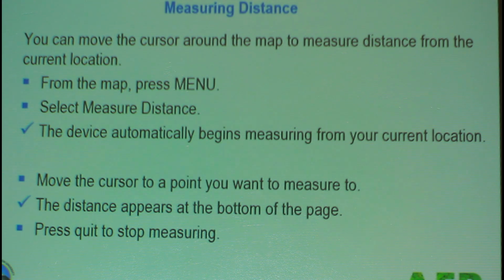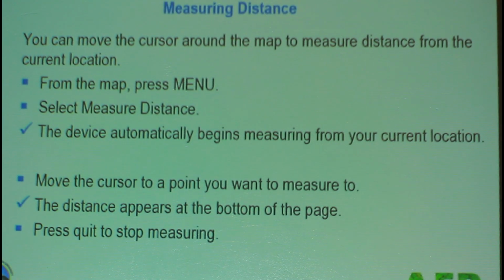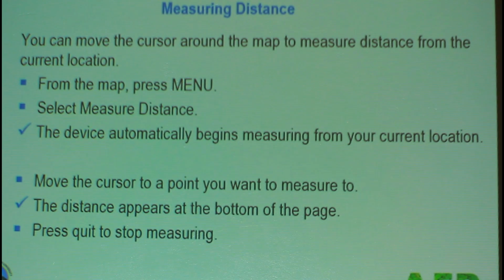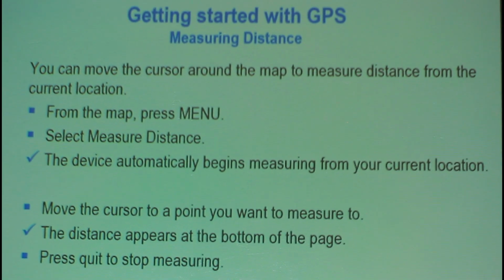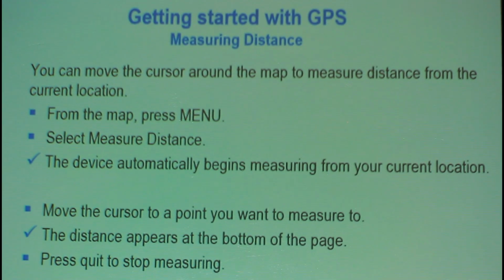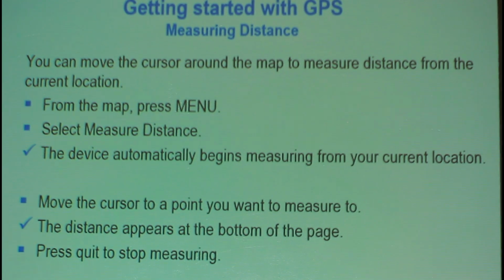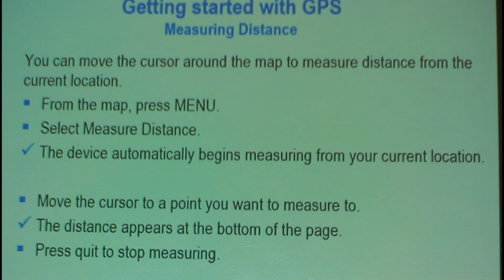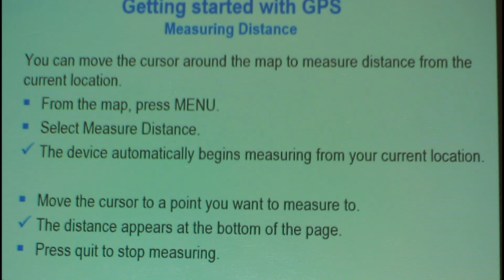You can measure the distance using the GPS, and you can move the cursor around the map on your screen to measure the distance from your current location to that particular place of interest. So it can be used to measure the distance on the ground. And away from that, you can also use the GPS to measure the area, as we shall see. The device automatically begins measuring once you start moving from the current location.